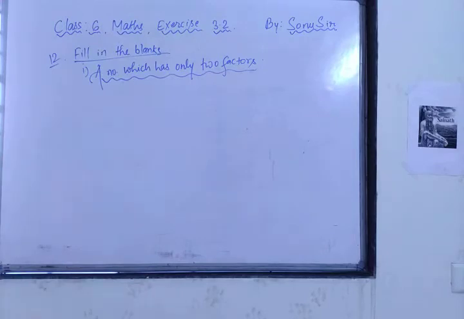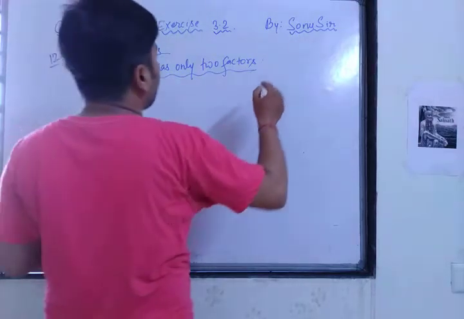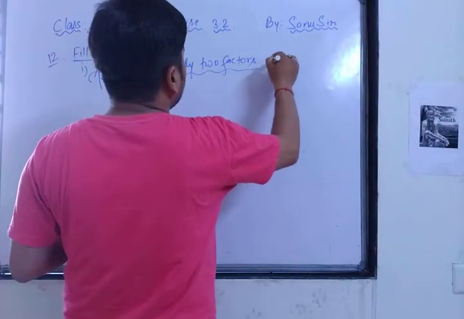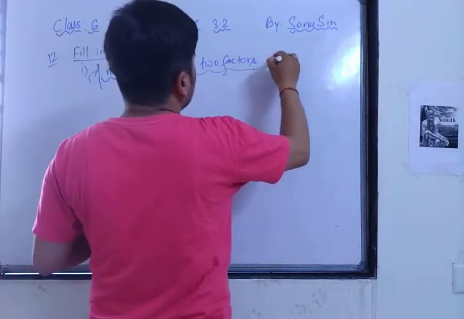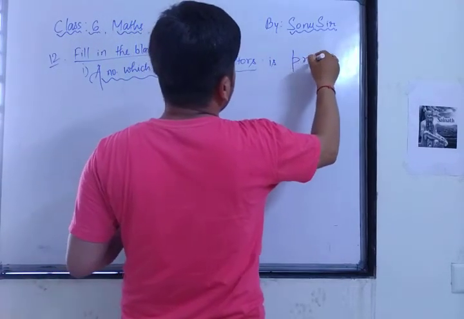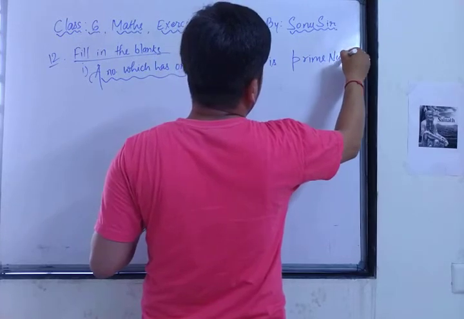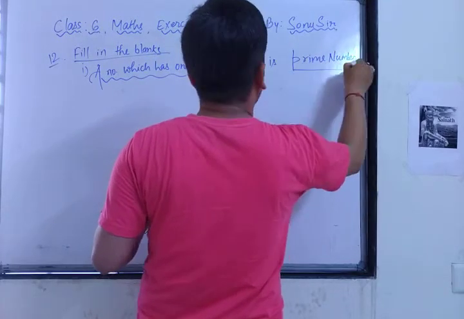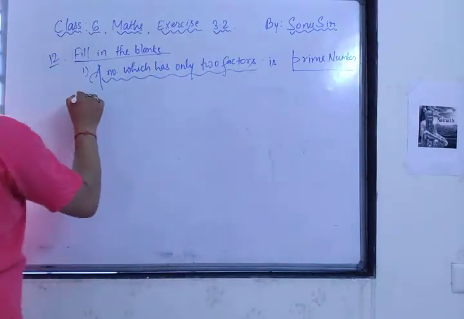Can you tell me what will be the answer? A number which is divisible by 1 and itself is called a prime number. What is it called? A number which has only two factors, that is 1 and itself, is called a prime number. What is the answer? Prime number. Got it?